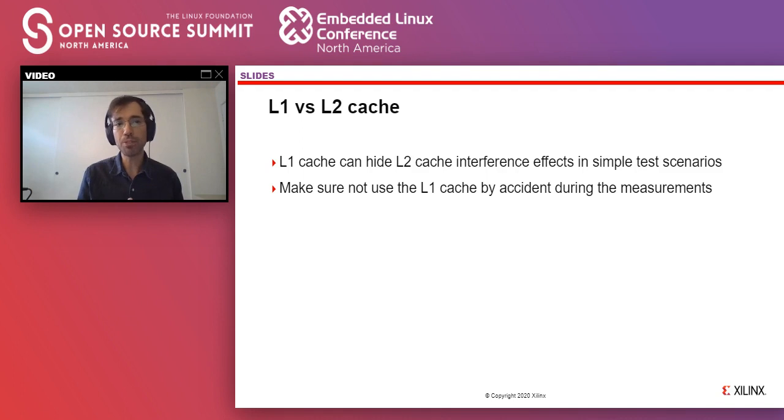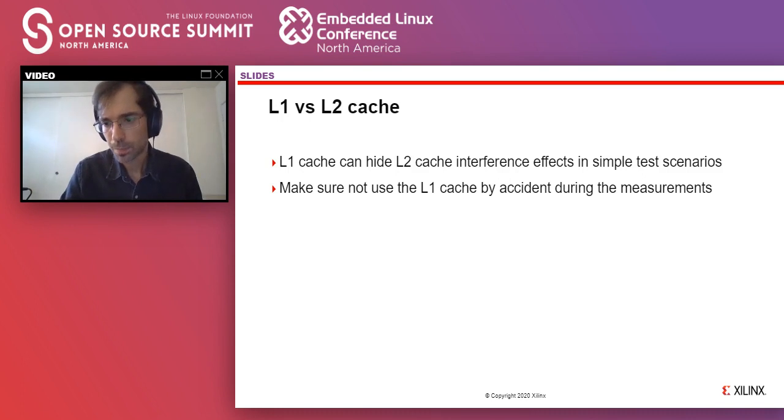They end up maybe fitting entirely into the L1 cache. And if so, the L1 cache is going to mask the interference effect on the L2 cache. To actually be able to measure the L2 cache interference, you need to make sure your L1 is not masking your interference effects. One way to do that is a bit rough, but it works: issue a cache cleaning operation at the right time during the cycle of the benchmark.